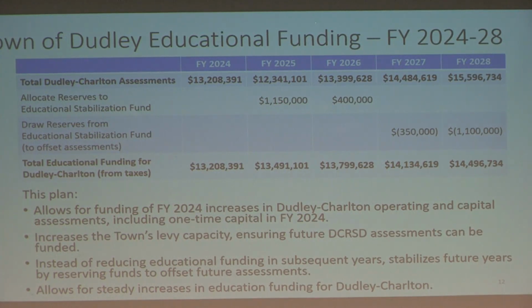This plan allows for funding of FY24 increases in Dudley Charlton's operating and capital assessments, including one-time capital in 24, which was already talked about. It increases the town's levy capacity, ensuring future Dudley Charlton assessments can be funded, instead of reducing educational funding in subsequent years to the FY24 bump up that we're talking about. This stabilizes future years by reserving funds to offset future assessments, and it allows for steady increases in education funding for Dudley Charlton, meaning that it's going up typically by a consistent amount rather than more of a roller coaster effect.